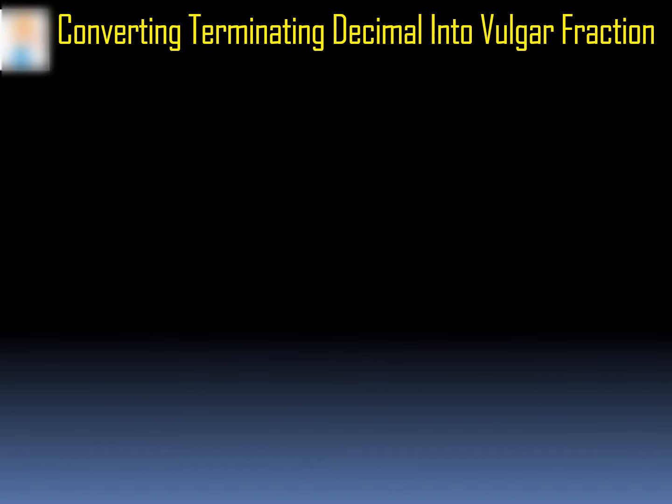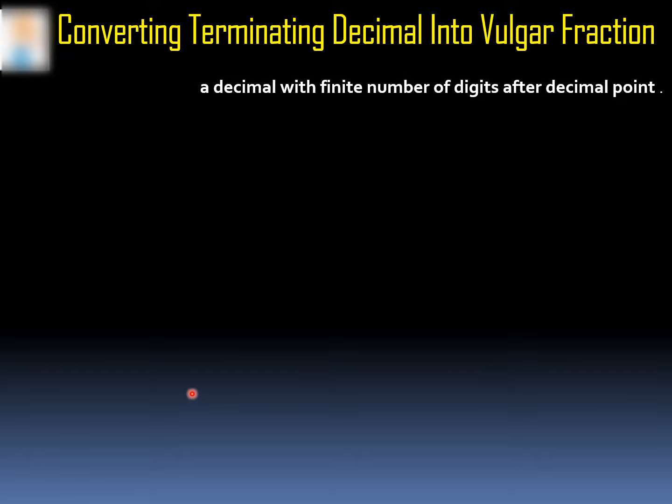Hi, this video will show you how to convert terminating decimal into vulgar fraction. In short, I'll explain what is terminating decimal and vulgar fraction and then we'll solve few examples. A decimal with finite number of digits or countable number of digits after decimal point is called terminating decimal.